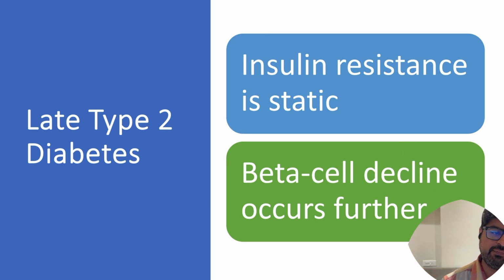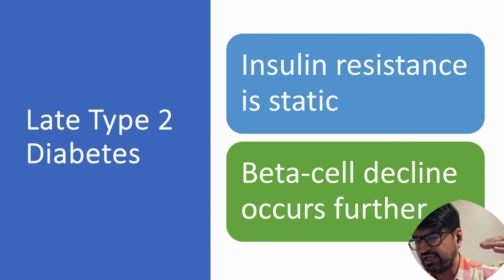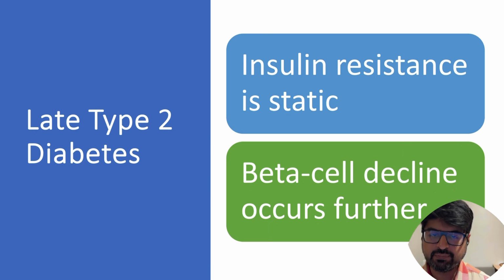And over a period of time, in late type 2 diabetes, the insulin resistance becomes static, but the beta cell function continues to decline. And that is why ultimately the patient, even with type 2 diabetes, will require insulin over a long period of time if things are not maintained properly. So this is what happens in all type 2 diabetes.